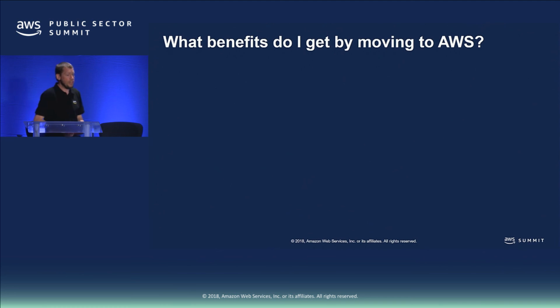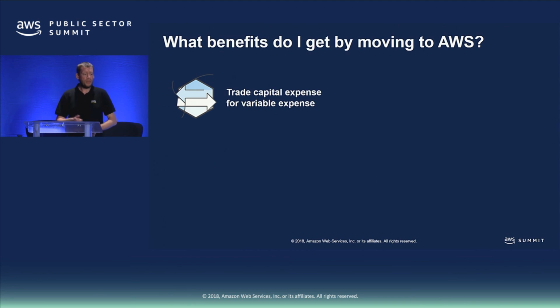So what benefits do you get from moving to AWS? So you get to trade capital expense for variable expense, which is a big one, and it can actually be a challenge for some public sector organizations who are used to buying stuff with 3 or 5 year CapEx budgets. That's something that's being worked on at the moment, and I think we've published a white paper very recently about how to help address that and answer those challenges.